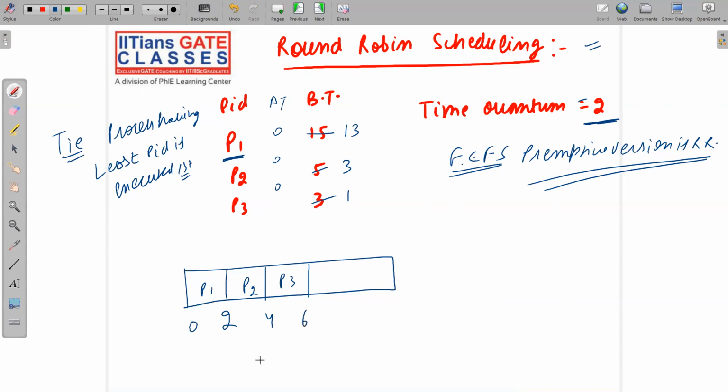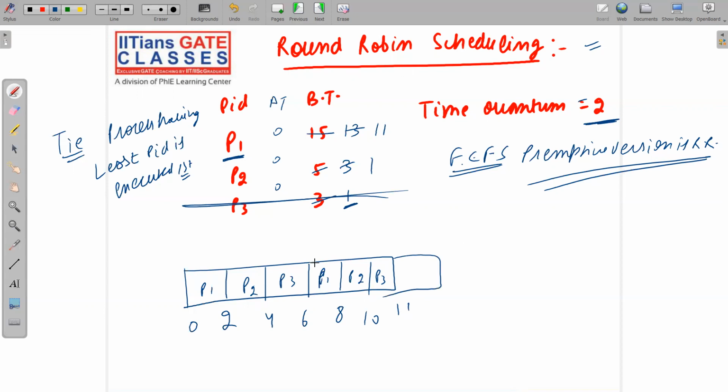Now again P1 will be executed. It's just like a circle: P1, P2, P3, P1, P2, P3, and so on. So P1 will be executed till 8, and its remaining time will be 11. Now P2 will be executed till 10, and its remaining time will be 1. Now P3 will be executed, and its remaining time was 1 only. So it will be executed for 1 unit of time and P3 is over.